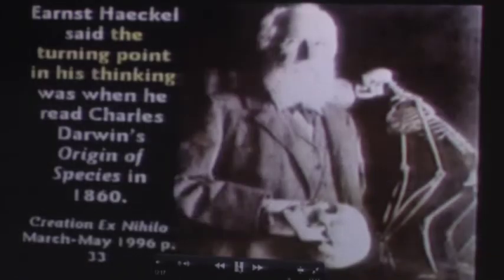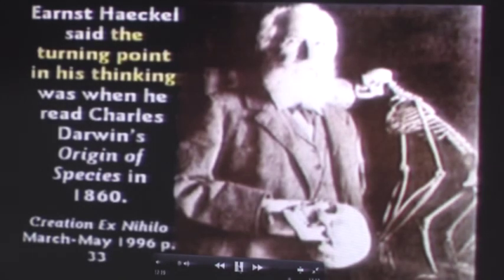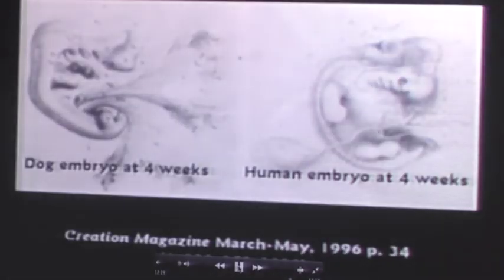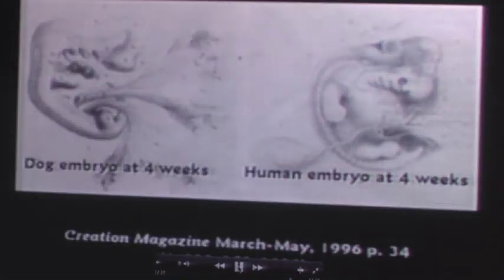Ernst Haeckel, though, said the turning point in his thinking was when he read Darwin's book, 1860. Haeckel took a drawing of a dog and a human embryo and he changed them to make them look exactly alike.